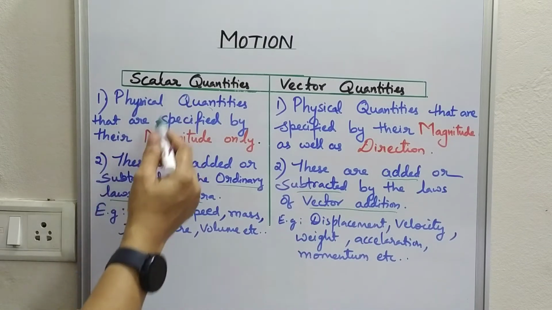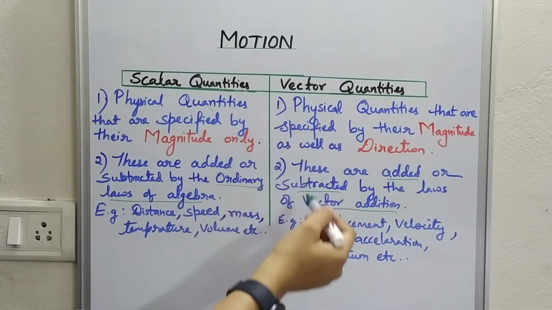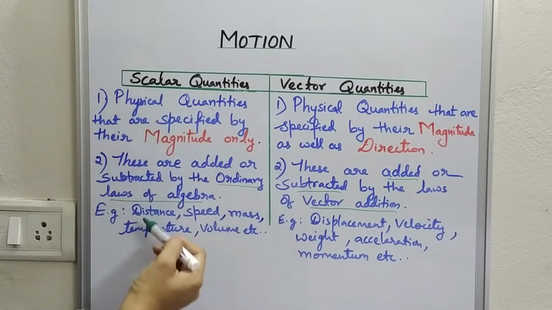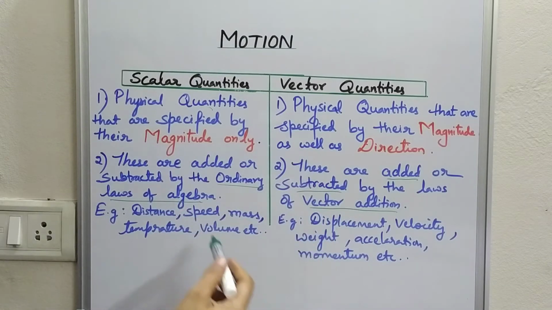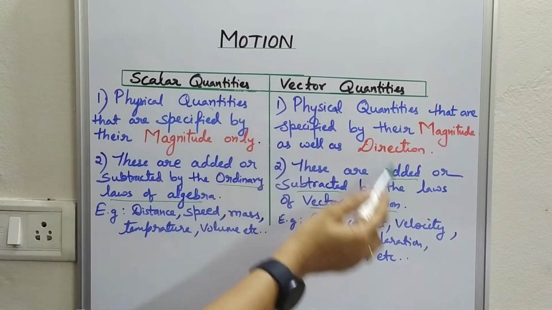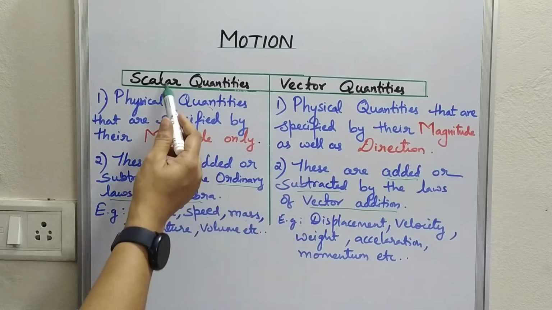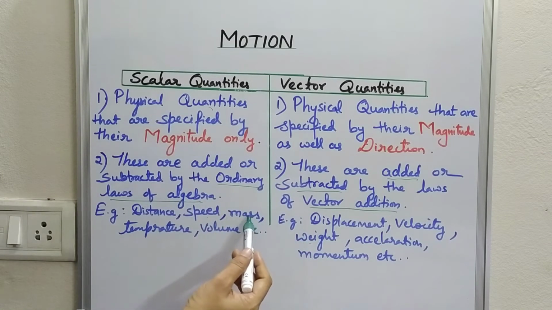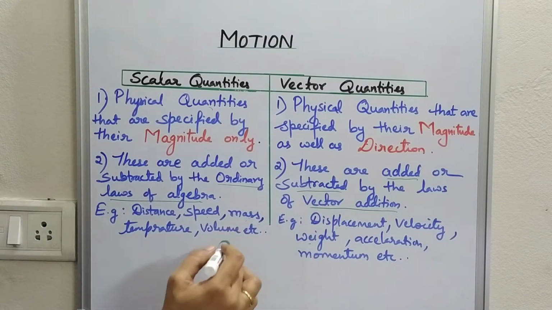Examples of scalar quantities are distance, speed, mass, temperature, volume, and many more. Examples of vectors are displacement and so on. I have written them in parallel. Distance is scalar, displacement is a vector. These two are measured with the same unit, meters. Speed is a scalar, velocity is a vector. Both of them are measured in meters per second. Mass is a scalar, weight of an object is a vector. Mass is measured in kilograms. Weight is measured in newtons. The SI unit of measurement is different. Similarly, acceleration and momentum are all vector quantities.